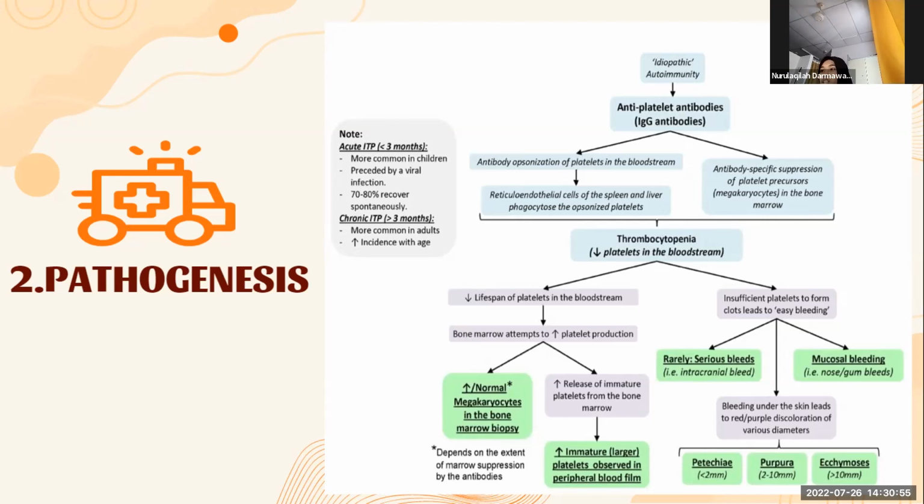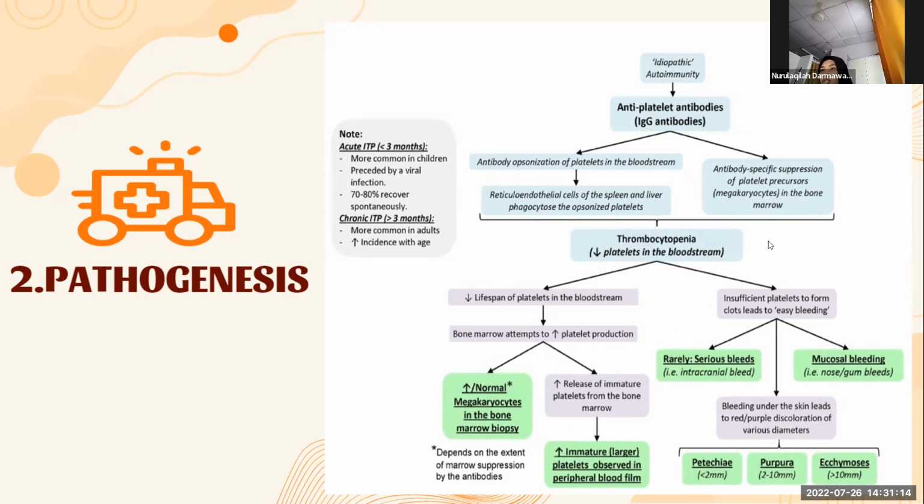This will lead to increased release of the immature platelets from the bone marrow. As we can see from the peripheral blood film, it will result in increased immature or larger platelets, and also lead to an increase of normal megakaryocytes that can be found in bone marrow biopsy.